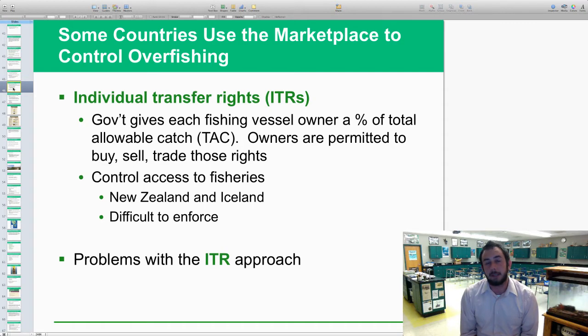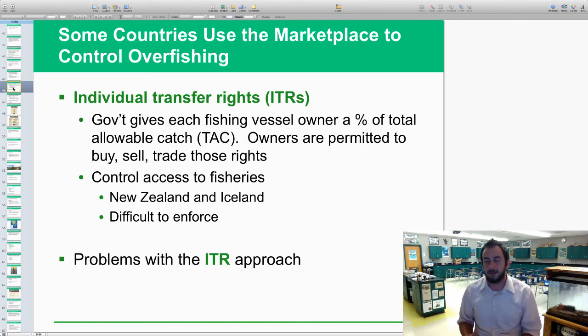Some countries also use the marketplace, literally the market, to manage and control overfishing. One way they do that is with ITRs, which stand for Individual Transfer Rights, where the government gives each vessel or company owner a percentage of what we call the total allowable catch, or TAC. A lot of acronyms here, but TAC: total allowable catch. The owners are then permitted to use these rights to buy, sell, or trade. So let's say I'm the company that has the right to 100 pounds of cod, but my neighbor is only given the right to 50 pounds of cod.